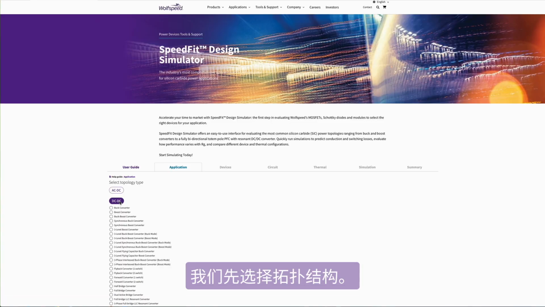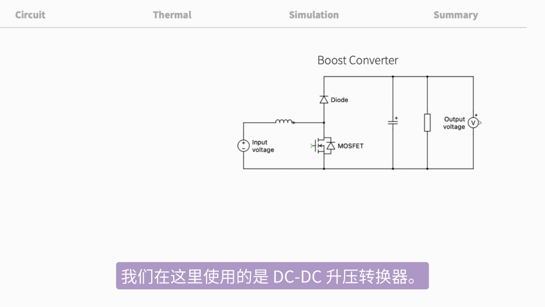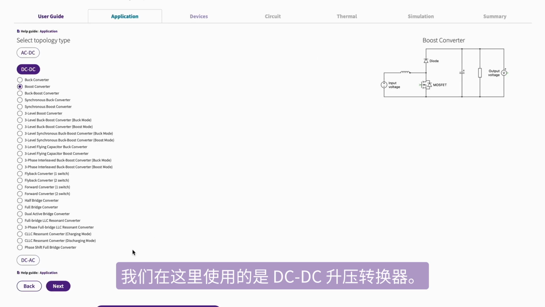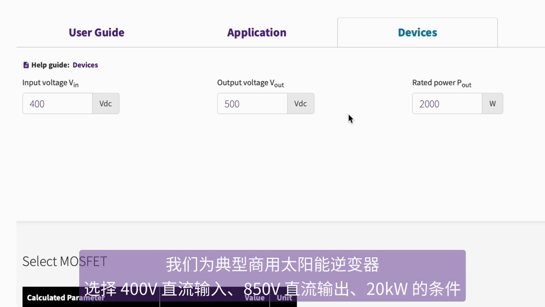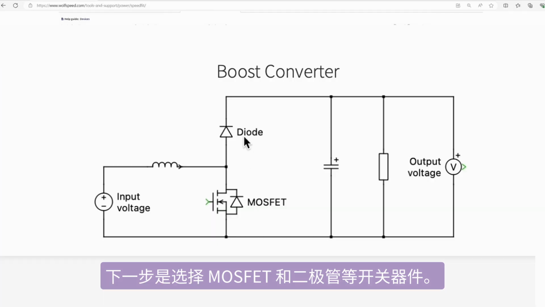First, let's choose the topology. Here, we're using the DC-DC topology of boost converter for a typical solar MPPT converter. We choose 400-volt DC input, 850-volt DC output, and 20 kilowatt for a typical commercial solar inverter. The next step is to choose the switching devices, such as the MOSFET and the diode.